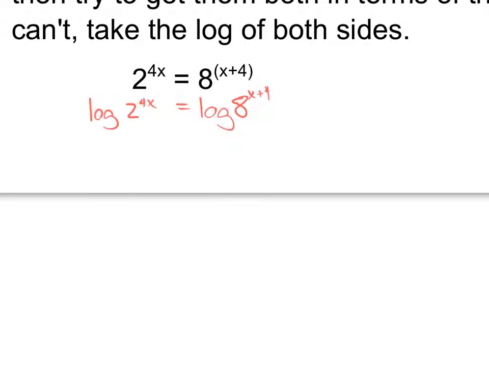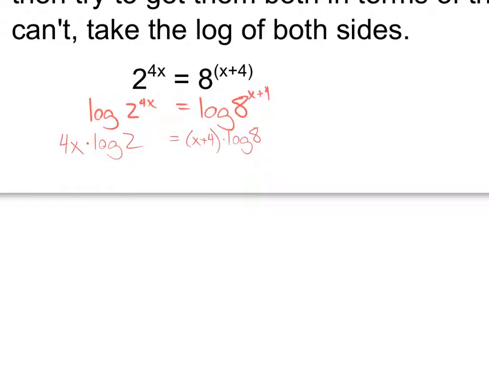What can I do with them? Bring them in front of the logarithm. That's right, I can pull those out in front. So now it's 4x times the log of 2 equal to x plus 4 times the log of 8.